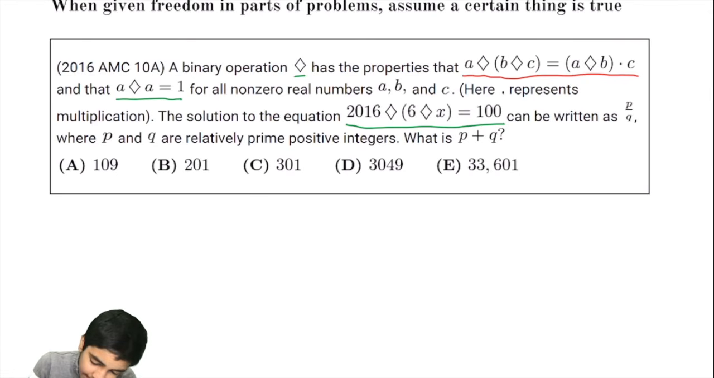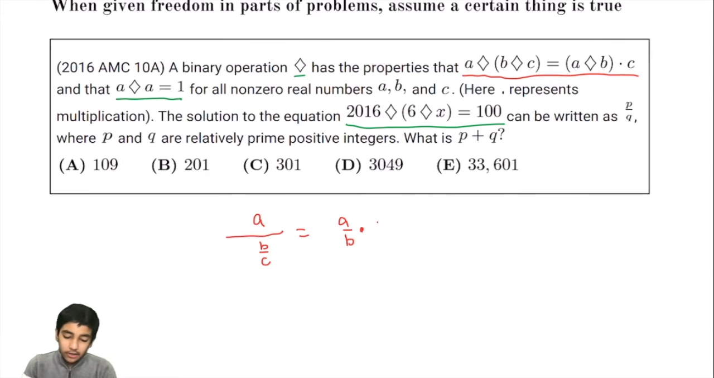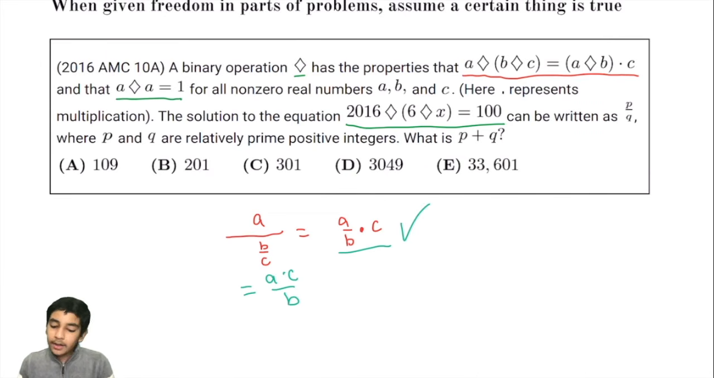This is just going to be A over B over C equal to A over B times C, right? So is this true? Well, we can see that it actually is true, since this is just equal to A times C over B, which is equal to this quantity here. So we can see that this is true, meaning that division does satisfy both properties of A diamond A = 1 and A diamond, this long equation, is true.